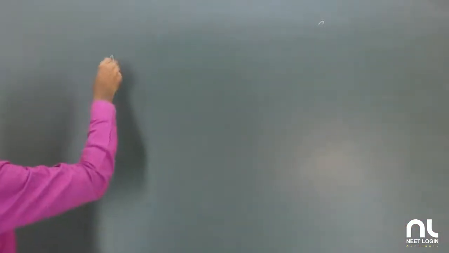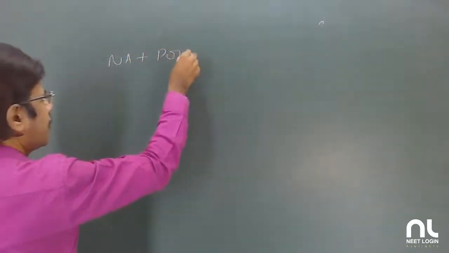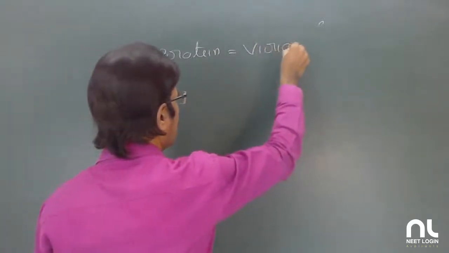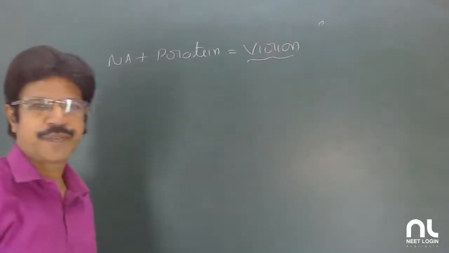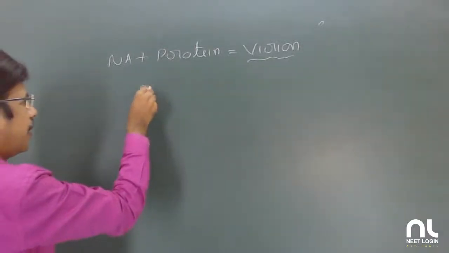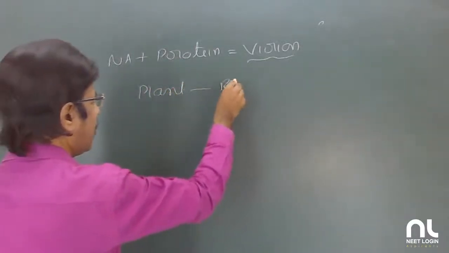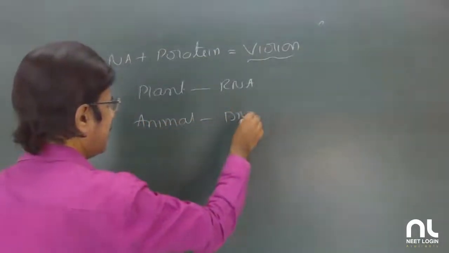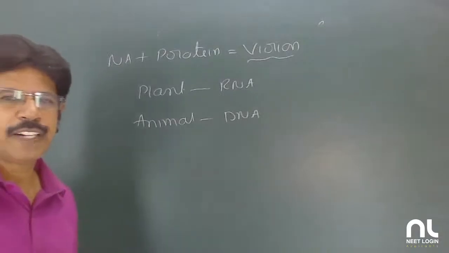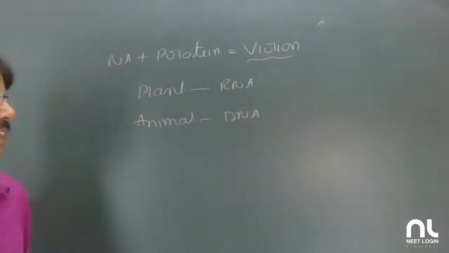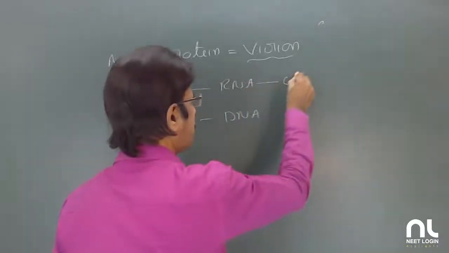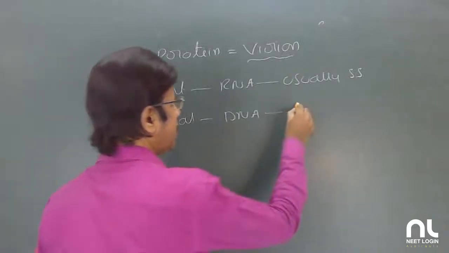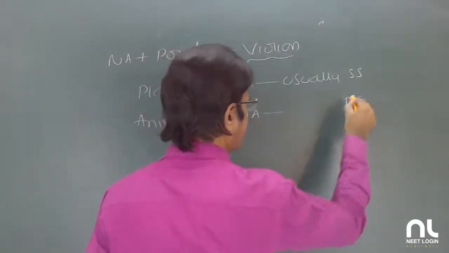And nucleic acid plus protein. What do you call it? It is virion. So plant viruses have RNA, animal viruses have DNA. In general, plant viruses have RNA, animal viruses have DNA. RNA is usually single-stranded, DNA is usually double-stranded.